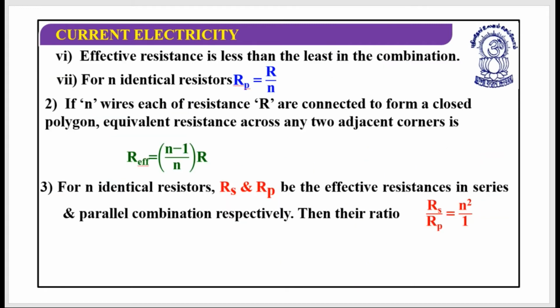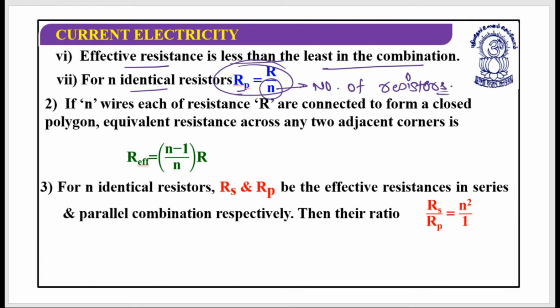Let's have a look at some more conclusions. These conclusions are very effective, and very important to calculate the questions in a rapid manner. Let's have a look. The effective resistance is always less than the least in the combination. And for identical conditions, this is very important, the equivalent resistance would be equal to R divided by N, where N is the number of resistors. I hope those things are clear.